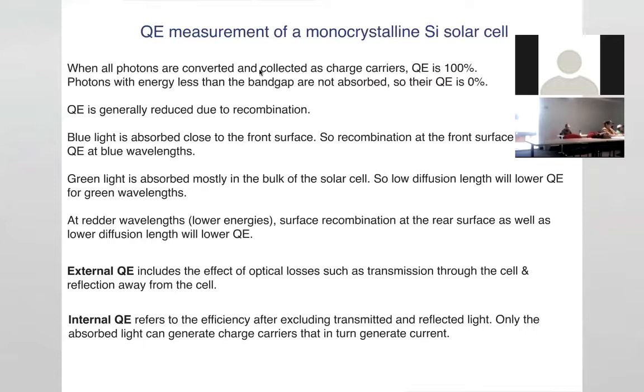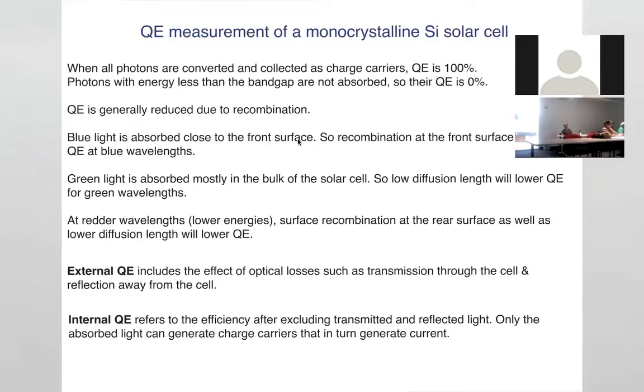So let's just think about a few of the conclusions from the data as well. When all photons are converted and collected, the quantum efficiency is of course 100%. If the photons have energy less than the band gap and are not absorbed, then the quantum efficiency is 0%. Quantum efficiency is generally reduced due to recombination.